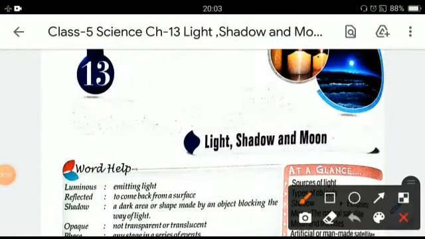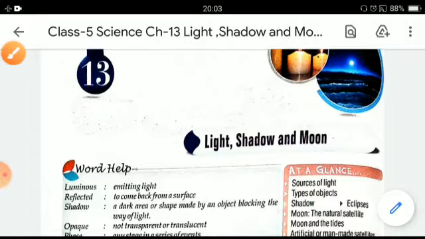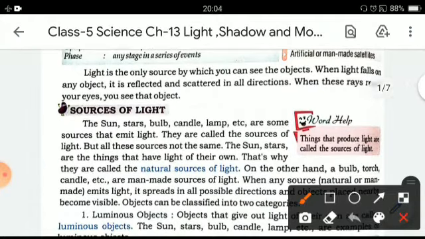And today we will read chapter number 13, that is light, shadow, and moon. Children, as we all know, light is the only source by which we can see the objects, and when light falls on any object, it is reflected and scattered in all directions. When these rays reach our eyes, then we can see the objects.